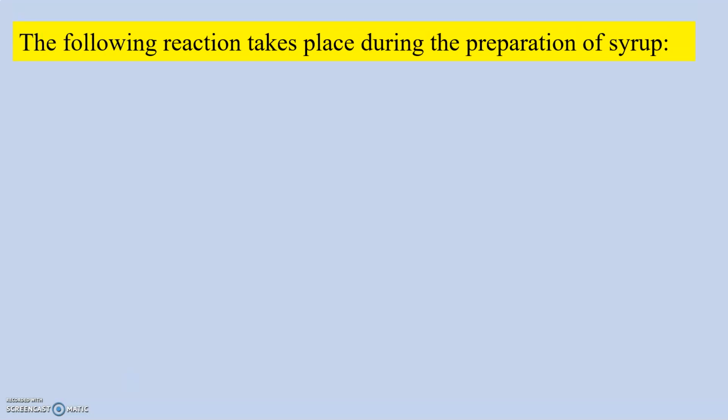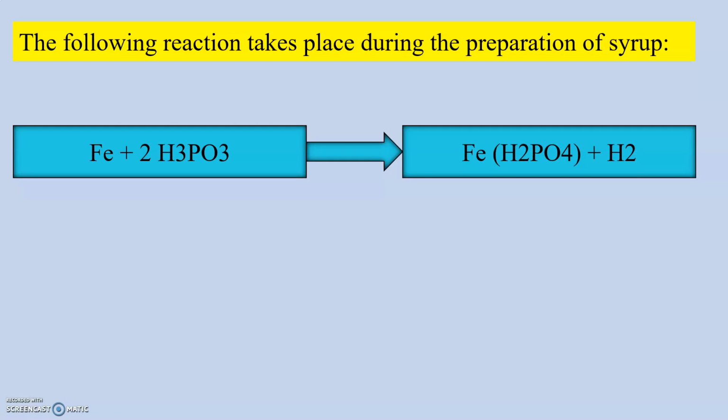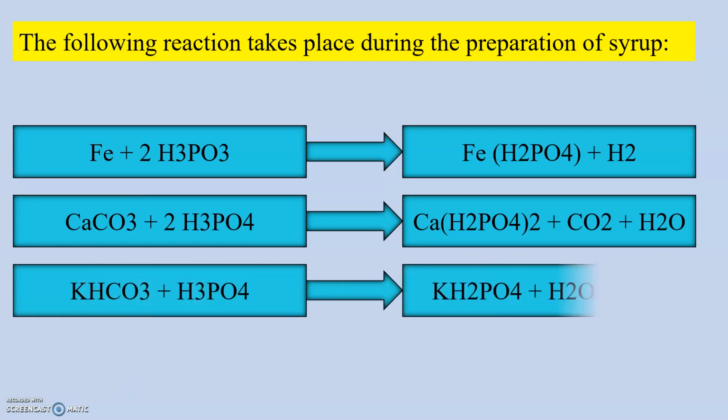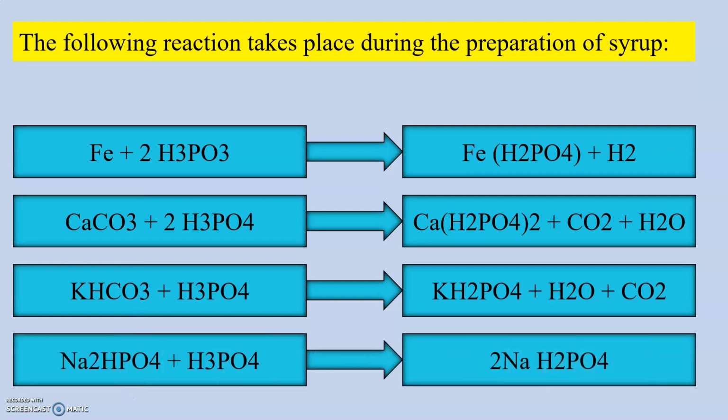The following reactions take place during the preparation of the syrup: Fe plus 2H3PO4 gives Fe(H2PO4)2 plus H2. Then CaCO3 plus 2H3PO4 gives Ca(H2PO4)2 plus CO2 plus H2O. Then KHCO3 plus H3PO4 gives KH2PO4 plus H2O plus CO2. And Na2HPO4 plus H3PO4 gives 2NaH2PO4.